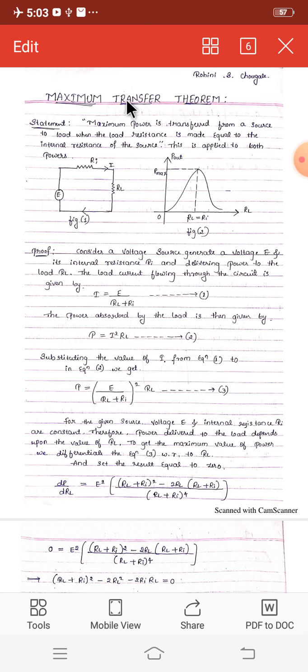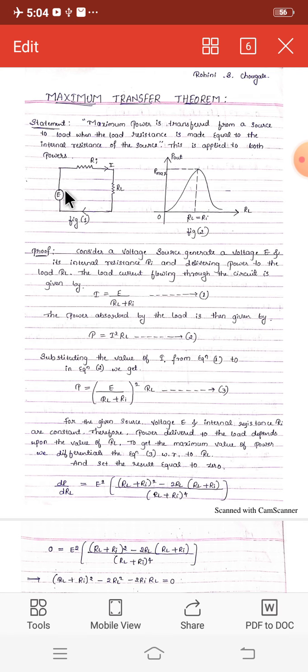So what do we mean by the maximum power transfer theorem? Maximum power is transferred from a source to a load when the load resistance is made equal to the internal resistance of the source. This is applied to both powers. So maximum power is transferred from source to load when the load resistance is made equal to the internal resistance of the source.